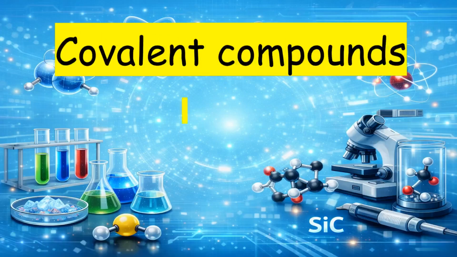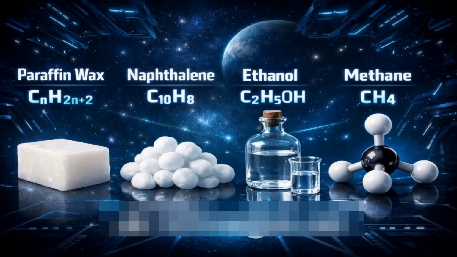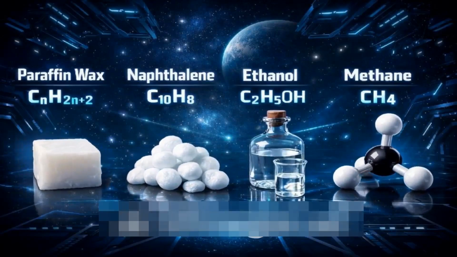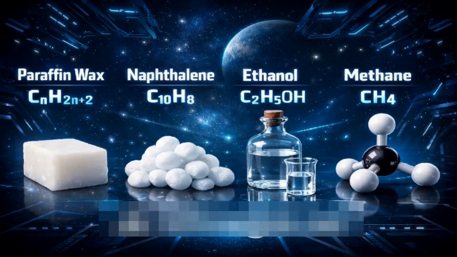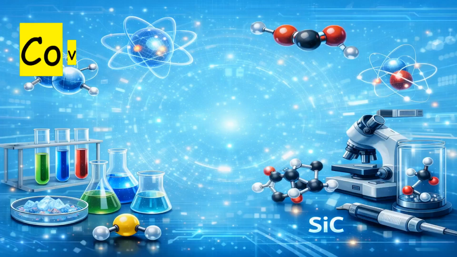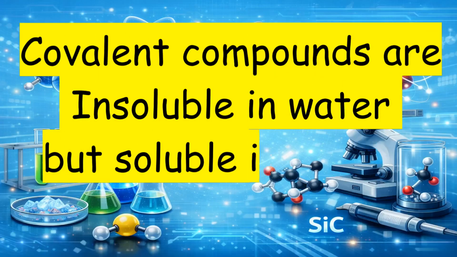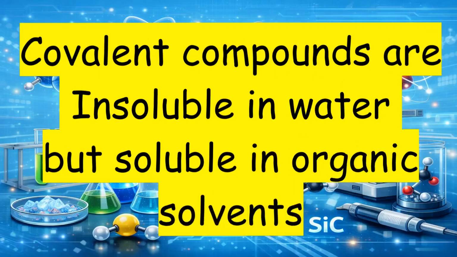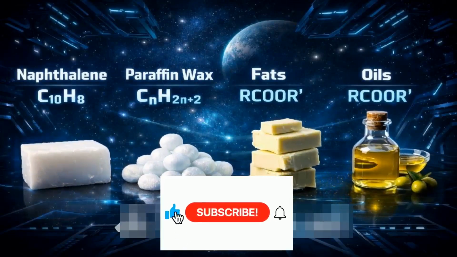Their melting and boiling points are very low. Examples are paraffin wax, naphthalene, ethanol, and methane. They can be insoluble in water but soluble in organic solvents. Examples are naphthalene, paraffin wax, fats, and oils.